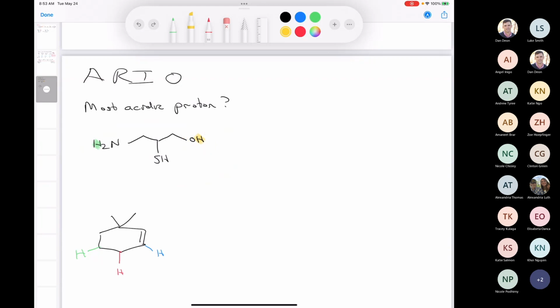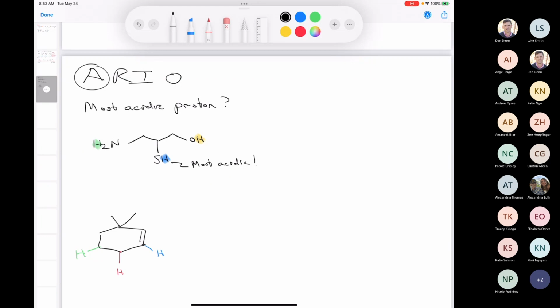Then if I compare the hydrogen on the oxygen versus the hydrogen on the sulfur, well, those two atoms are in the same group or family, and sulfur is larger than oxygen, so it is going to more effectively stabilize a negative charge than oxygen. And therefore, maybe she used ARIO to solve this. Said, okay, well, sulfur is going to best stabilize the negative charge of the conjugate base, so most acidic. Okay, and that's one way of solving it, and there's nothing wrong with that.